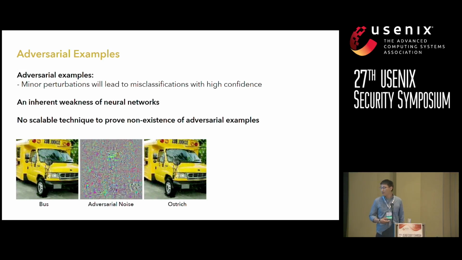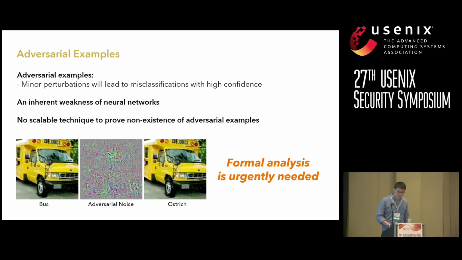In previous papers, adversarial examples have been proved to be an inherent weakness of neural networks. Currently, there are no scalable techniques that can prove the non-existence of adversarial examples. So to avoid their existence and avoid these tragedies, formal analysis on neural networks is urgently needed.